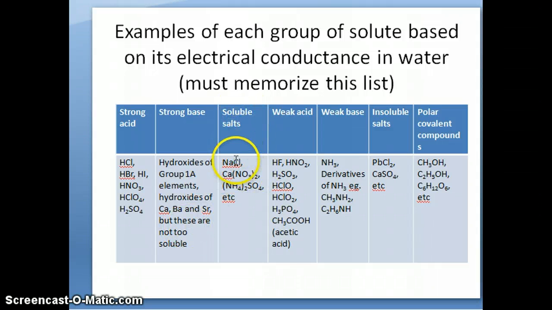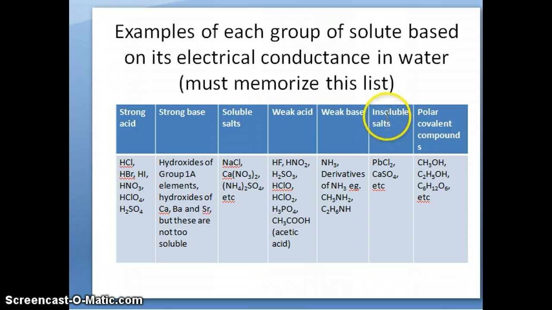And then you have soluble salts. These are things that dissolve in water very easily in a large amount. These are some examples of them, and we'll talk more about them in a second. Weak acids, these are examples of some of the weak acids that you want to keep in mind. Weak bases: ammonia, NH3, is the main one that you really want to remember. There are also some other weak bases that you might come into contact with in this class, derivatives of ammonia, for example methyl ammonia, ethyl ammonia, and dimethyl ammonia, and so on.